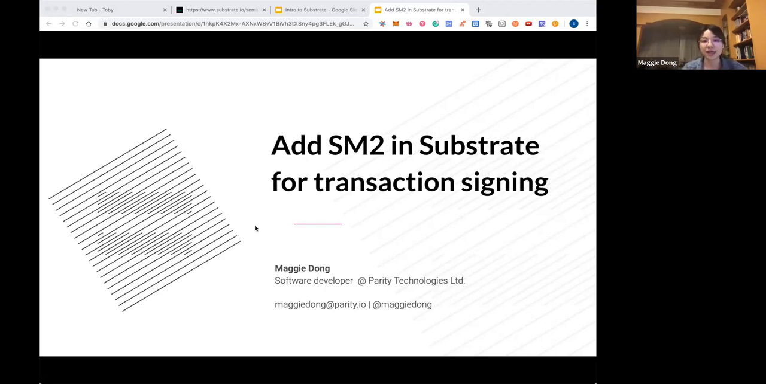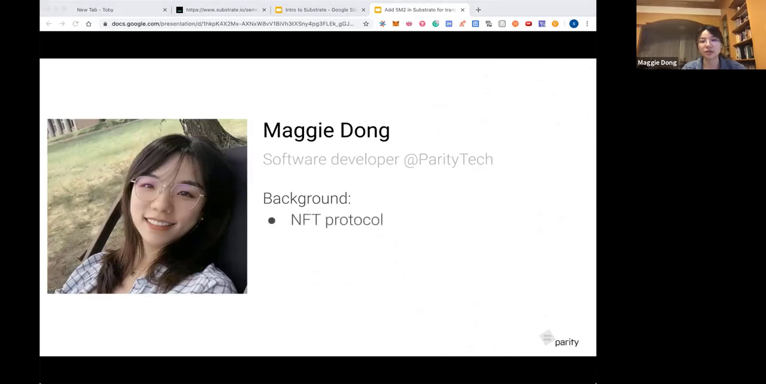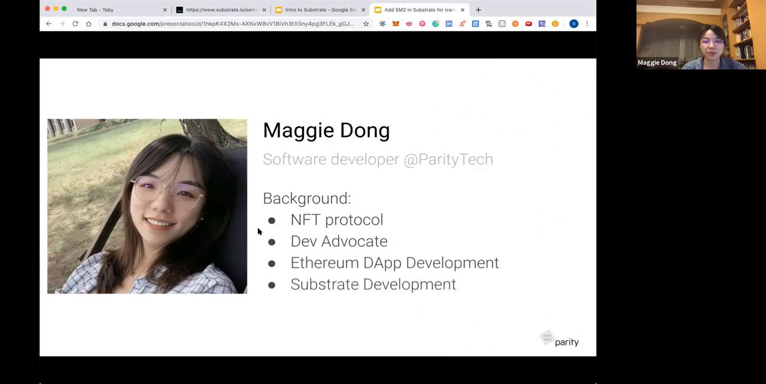I work at Parity as a software engineer, and more specifically, a dev advocate. My daily work is to make Substrate adopted more widely, and I'm not a major in mathematics, but I think these elliptic curves do play a role in the security industry, especially in blockchain. So basically, I research the NFT protocol, and my daily job is dev advocate, and I used to be an Ethereum dev advocate, and now I am doing some development on Substrate.